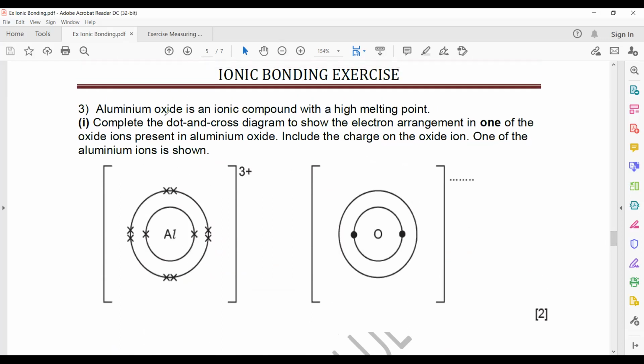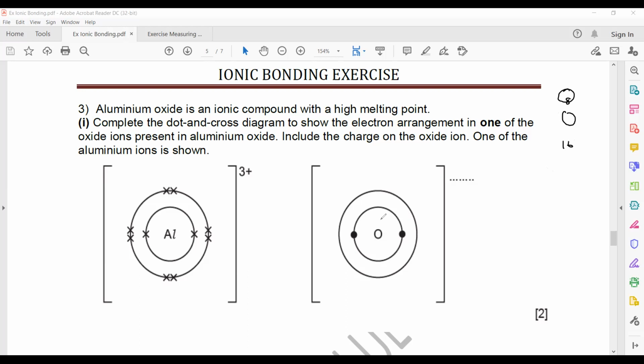Then aluminum oxide is an ionic compound with a high melting point. Complete a dot and cross diagram to show how electrons are arranged in one oxide ion present in aluminum oxide. Include a charge on the oxide ion. First, we have to complete oxygen, because we know the oxygen atom is 8 and 16. So it has 8 electrons, the oxygen atom.